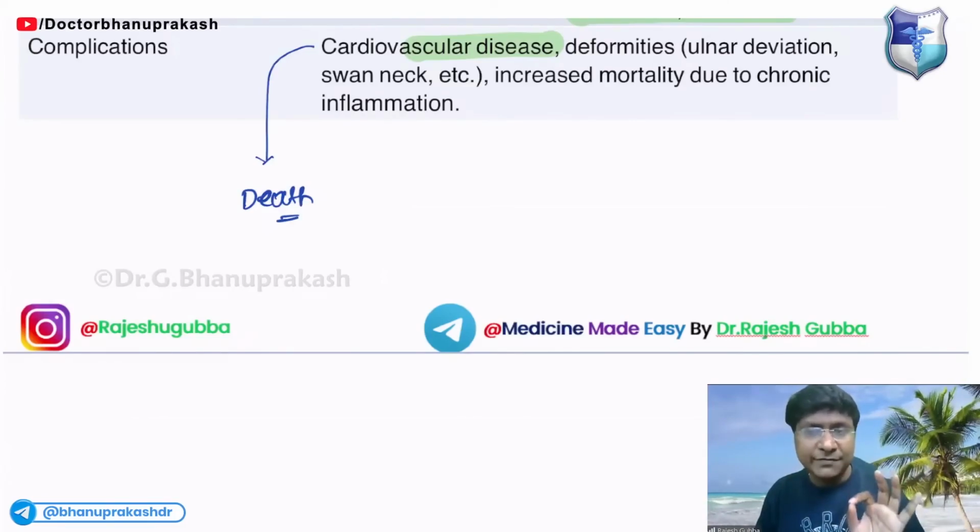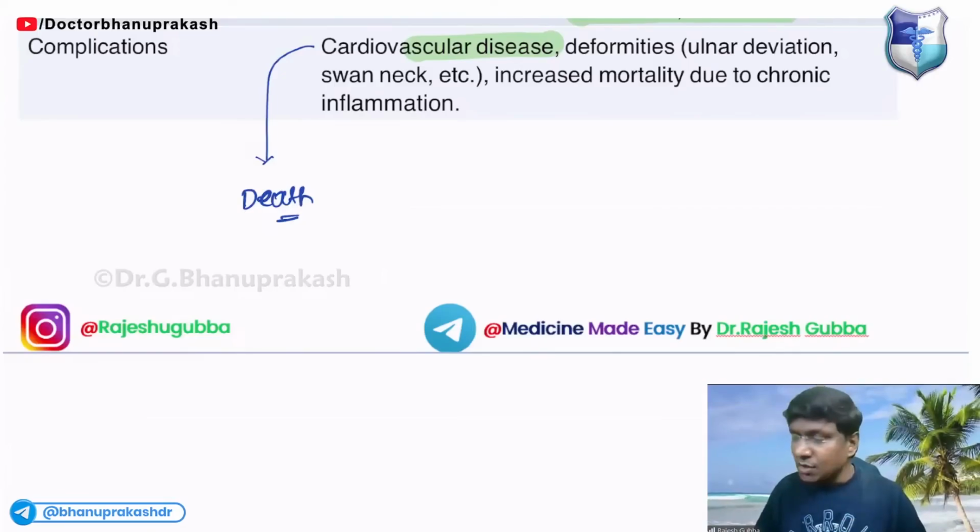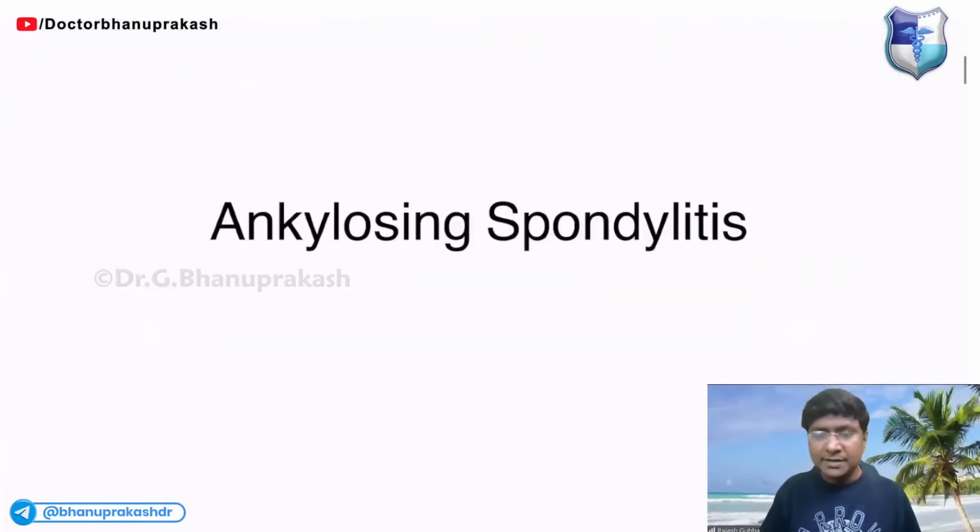The most specific investigation will be anti-CCP. Treatment should be the anti-inflammatory drug, and you need to prevent the deformities. You need to give DMARDs. And that particular DMARD, methotrexate, is the drug of choice. And in refractory cases, you need to start the biological DMARDs. And the cause of death will be cardiovascular abnormality. Done. Your rheumatoid arthritis is over. Now, coming to the next topic, that is ankylosing spondylitis.